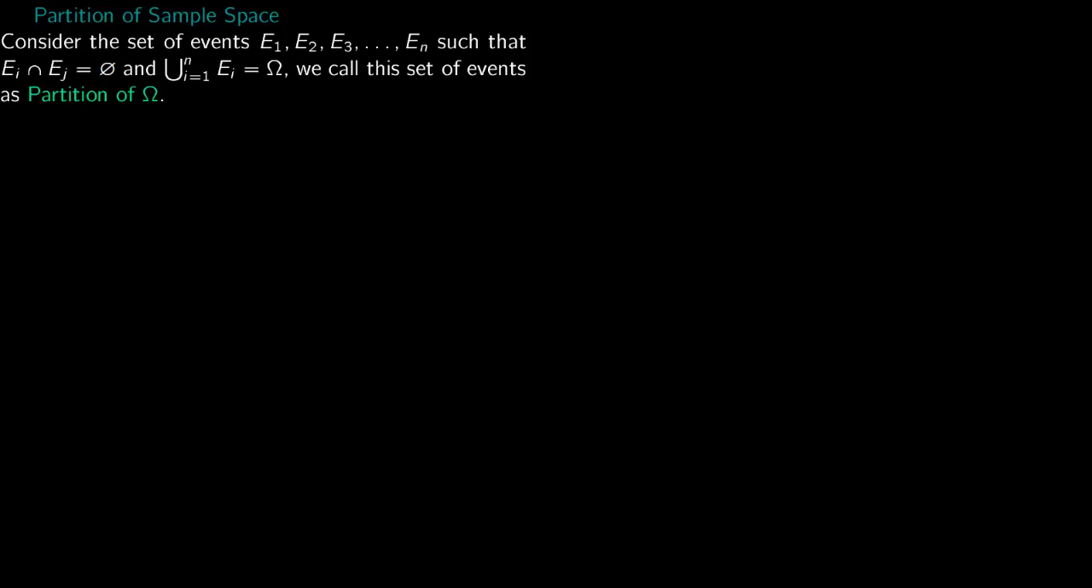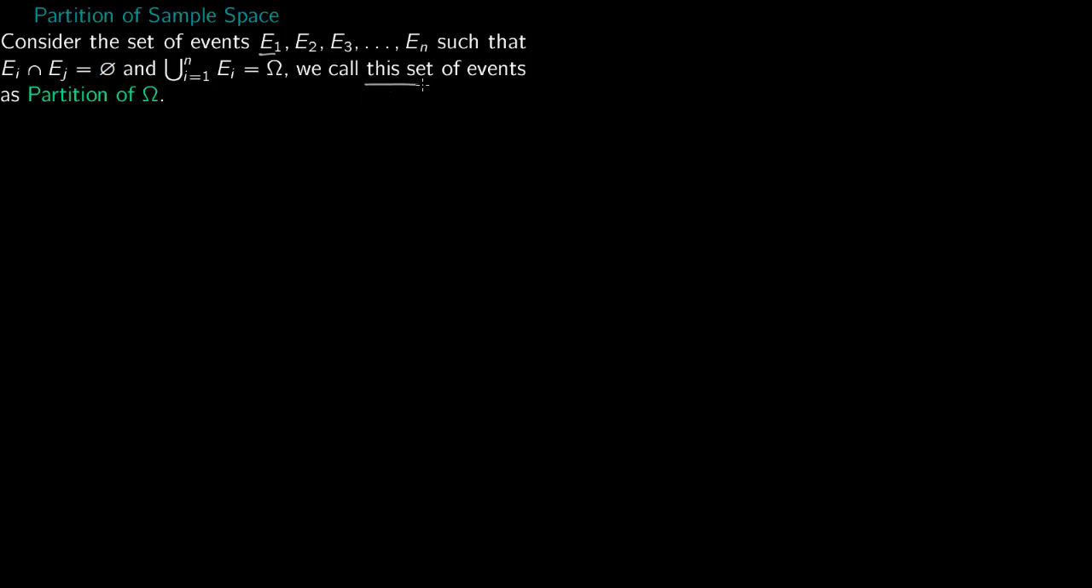In this lecture, we start by talking about partition of a sample space. Consider a set of events E1, E2, E3, E4 all the way to En such that they do not share any elements in common. So for any two events Ei and Ej, their intersection is the null set. For example, E1 intersect with E3 would be the null set, E2 intersect with En would be the null set, and so on. And their union is the entire sample space omega.